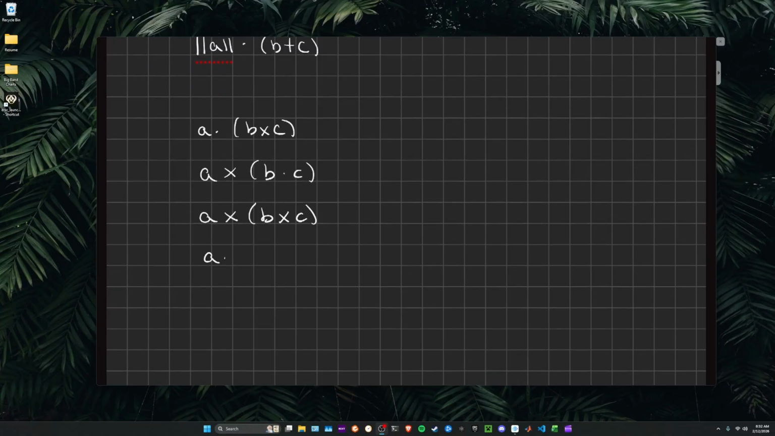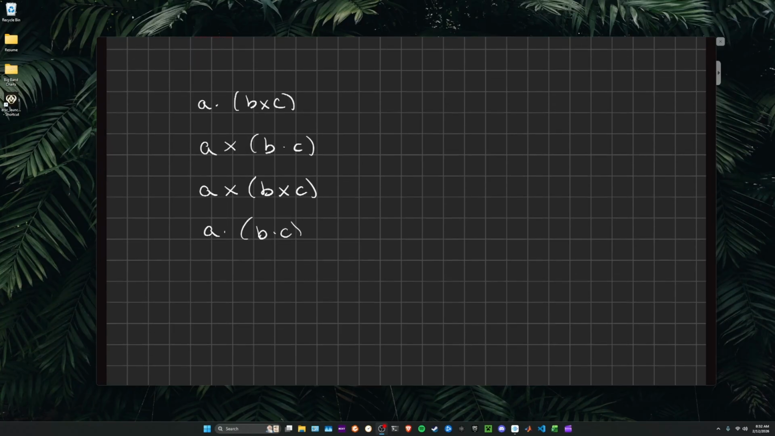Okay, now we have A dot B dot C. This one's asking about dot product, but similar to what we were talking about with part A, this is meaningless. Dot product needs two vectors. B dot C is a scalar.